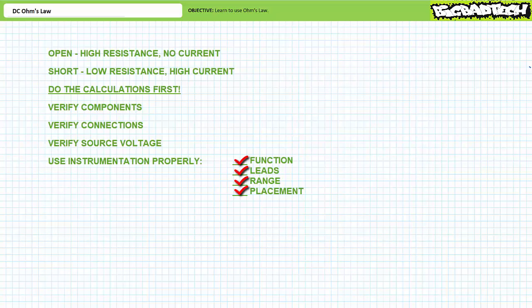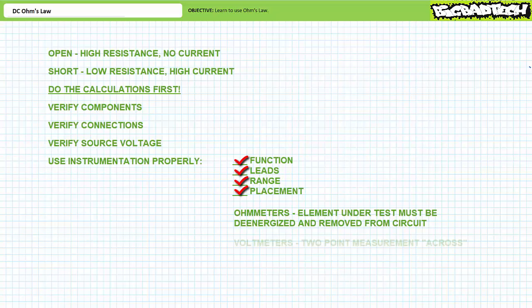Placement. This is the single most important step. One must put the DMM in the correct place to take the measurement of interest. Put it in any other place than the proper place, you won't be able to take the measurement you desire, or you'll damage the meter, your circuit, or yourself. Remember, ohm meters are never used on live circuits. They read the resistance from terminal to terminal with the device of interest removed from the circuit.